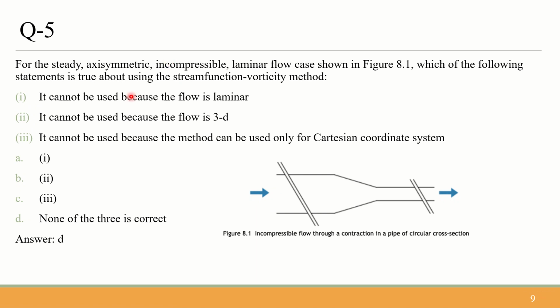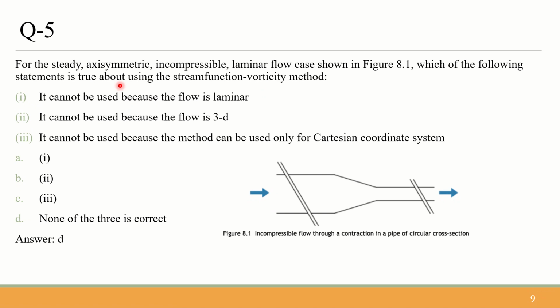So we'll see the first option: it cannot be used because the flow is laminar. It is false because it can be used if the flow is laminar. There is no restriction for that particular case. So the first one is false. Second one, it cannot be used because the flow is 3D.